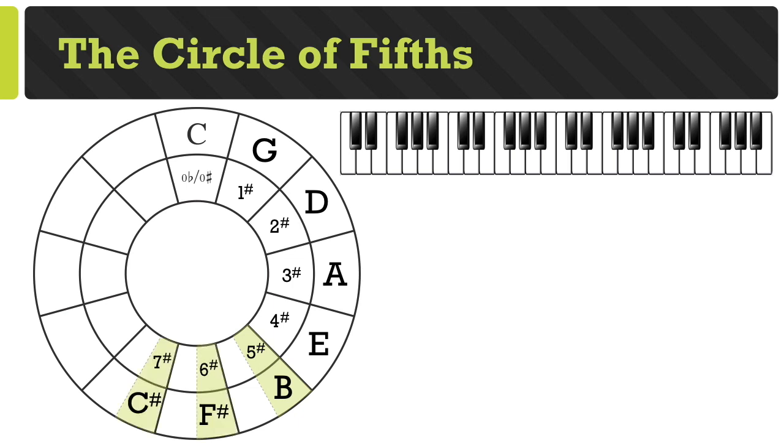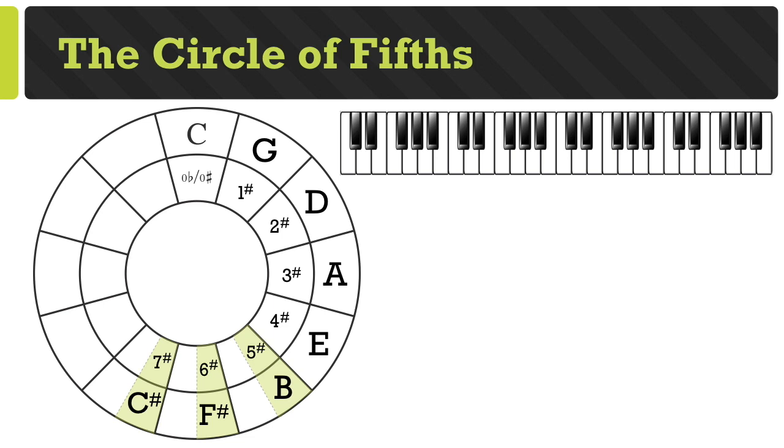On the circle, the 5, 6, and 7 o'clock spots have each been split in half. Keep the sharp keys listed on the right half of each of those spots. The left side of those spots is reserved for the enharmonic equivalents of those keys.